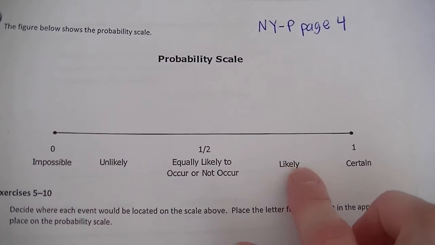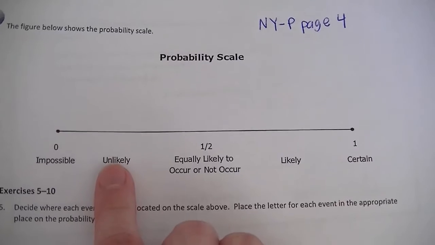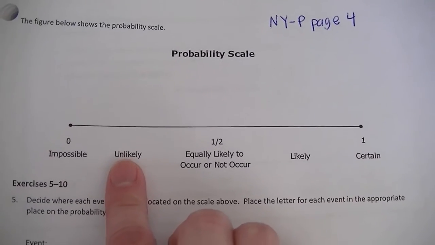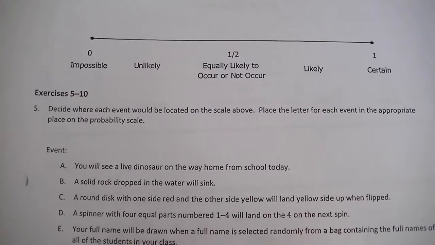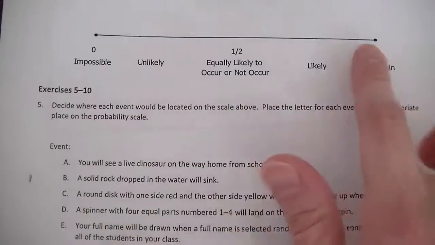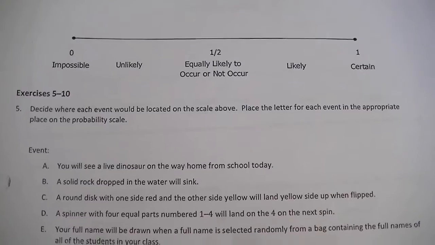And if something's likely to occur, it would have kind of like a 75% chance of happening, whereas unlikely would have about a 25% chance of happening, okay? So for these, I want you to decide where each event would be located on the scale above. Place the letter for each event in the appropriate place on the probability scale.